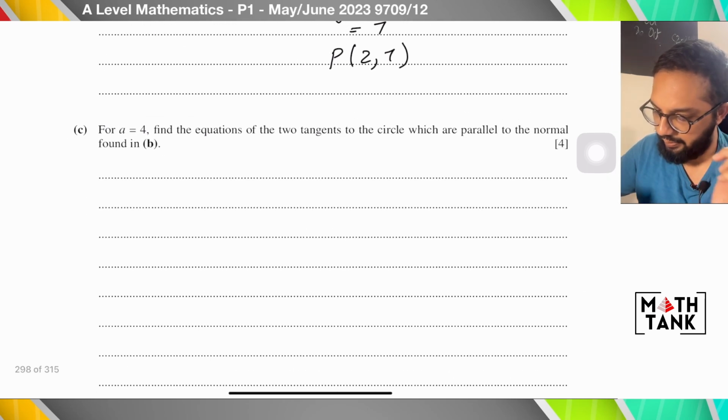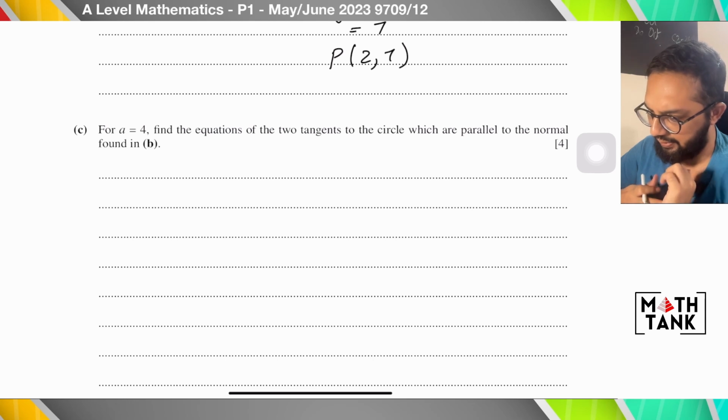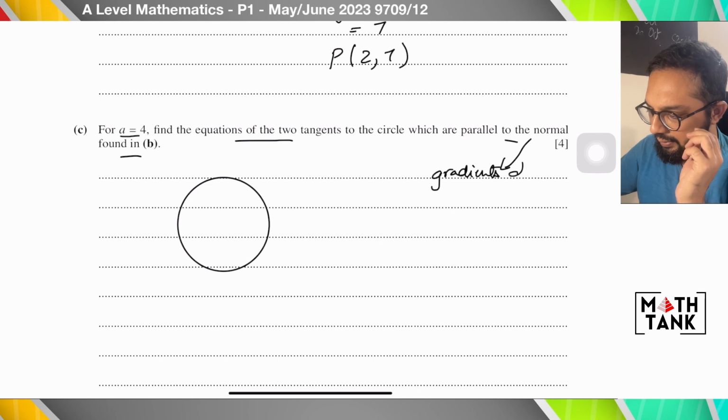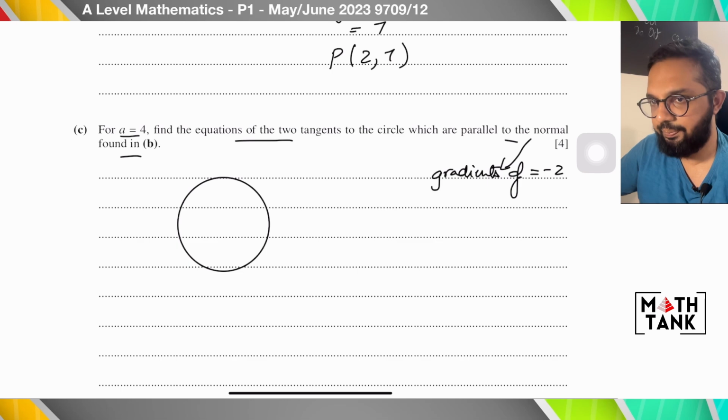Okay. For a equals 4, find the equation of the two tangents to the circle which are parallel to the normal found in part B. So they must have gradients of minus 2. That is what I know so far.